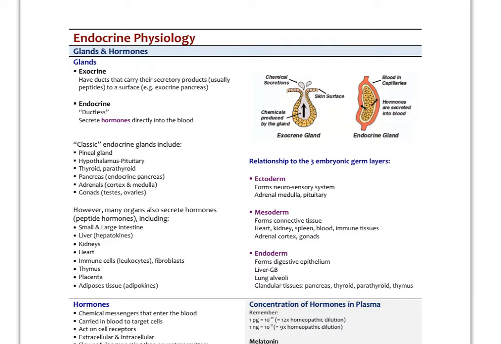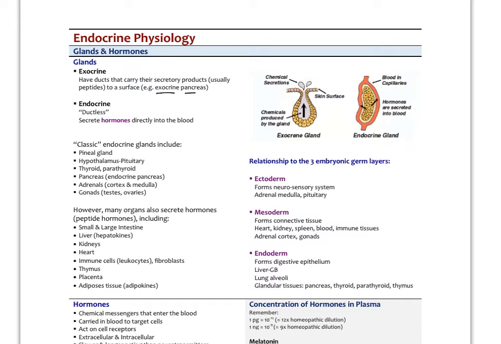So let's talk about glands first. So there are two major types of glands. There are exocrine glands, which have ducts that carry their secretory products, usually their peptides, to a surface, like a mucosal surface. And the exocrine pancreas, for example, would be a good example there. An endocrine gland, on the other hand, would be a ductless gland, and they secrete hormones directly into the blood. So scattered throughout the pancreas are the islets of Langerhans, and the beta cells within them secrete, for example, insulin, which goes right into the blood.